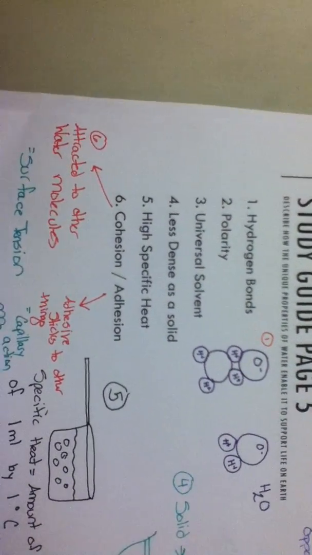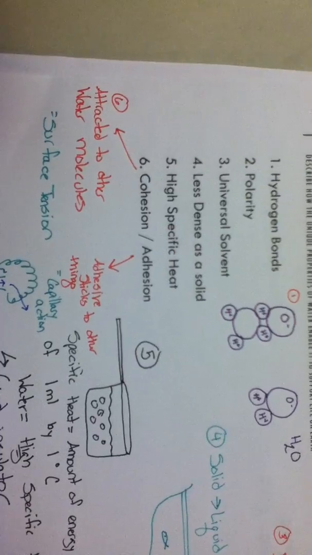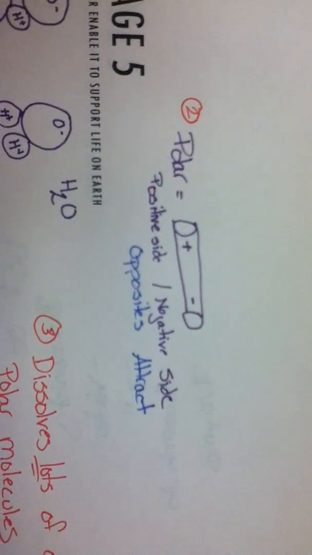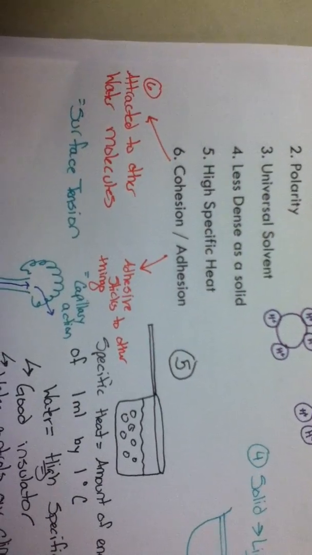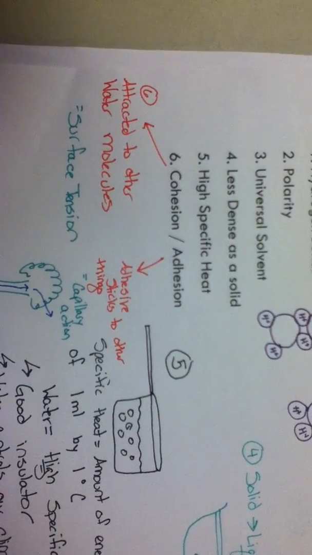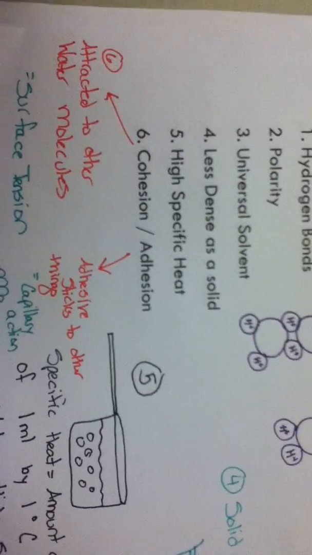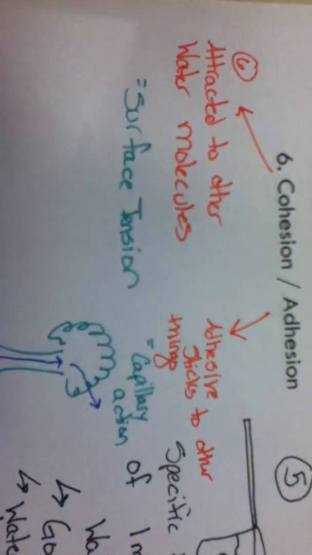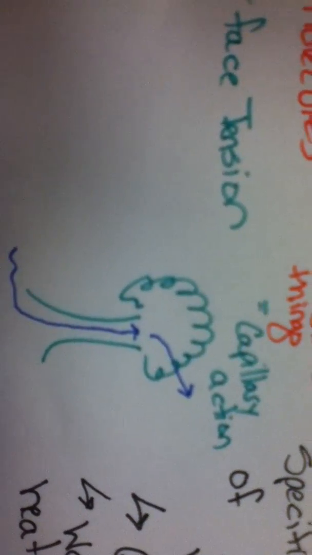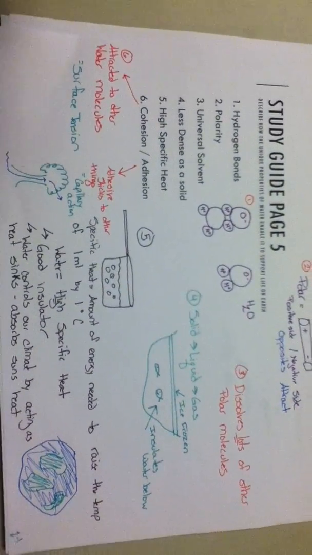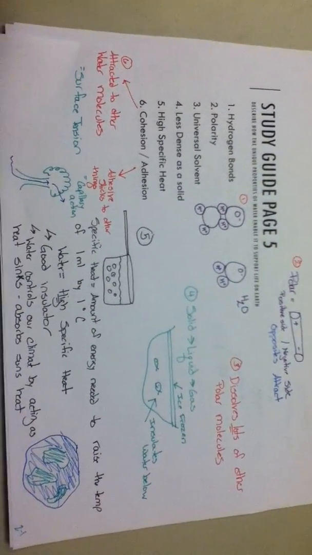Next is cohesion and adhesion. Cohesion is the idea that water molecules are attracted to other water molecules, and we know that this is true because opposites attract. Adhesion, you want to think of an adhesive. Water wants to stick to other things. This leads to capillary action, and you see this happening when you see how water moves through the capillaries and vascular tissue of a plant from the roots up to the leaves. So those are unique properties of water that enable it to support life on Earth.